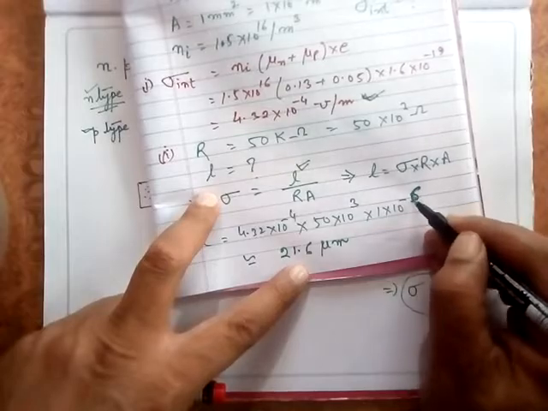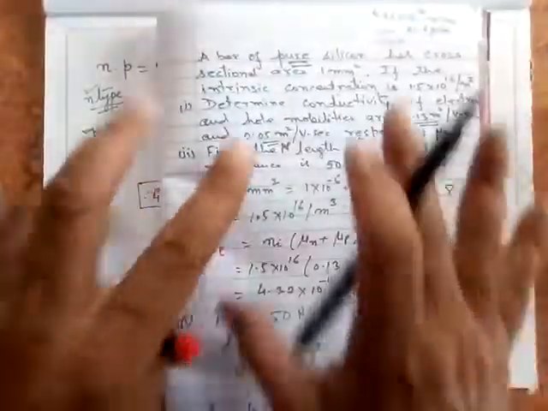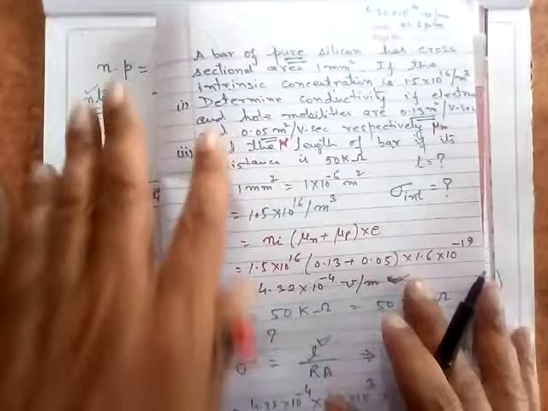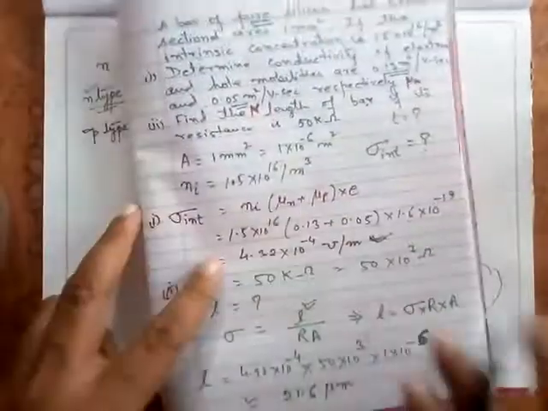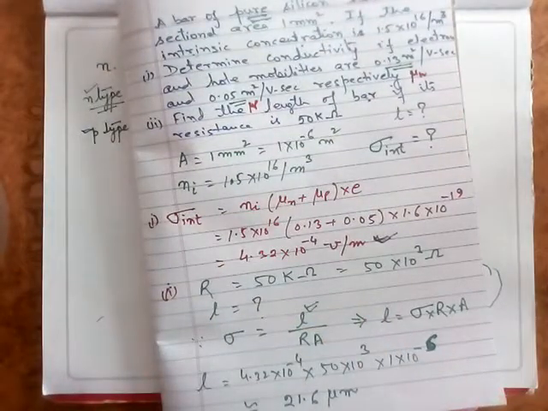I hope these 2-3 numericals have made some of the theory that I did in the previous lectures clear to you. I'll continue with some other topic in the next lecture. So thanks for the time being.